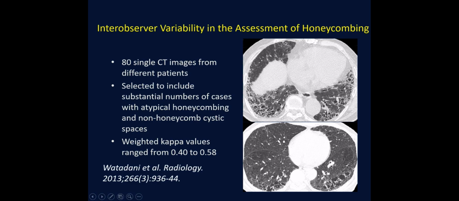Here's an example of a patient with quite extensive traction bronchiectasis, and you can legitimately disagree over whether these subpleural cysts represent true honeycombing or represent traction bronchiectasis. Often on coronal imaging, or on serial axial images, you would be able to sort this out.